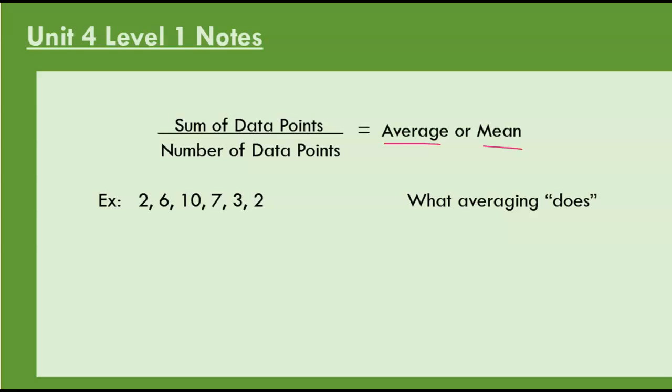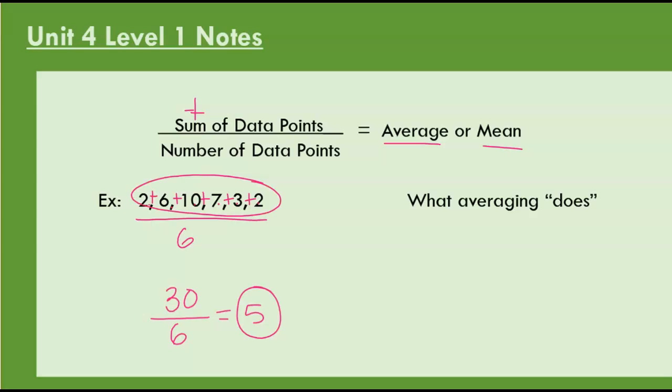If I have a set of data, such as these 6 numbers, then the mean is the sum of the data. So I'm going to add all those up, and I'm going to divide by the number of data points. So 1, 2, 3, 4, 5, 6, there's 6 data points. So the sum is 30, divided by 6 is 5. So 5 is the average of those.